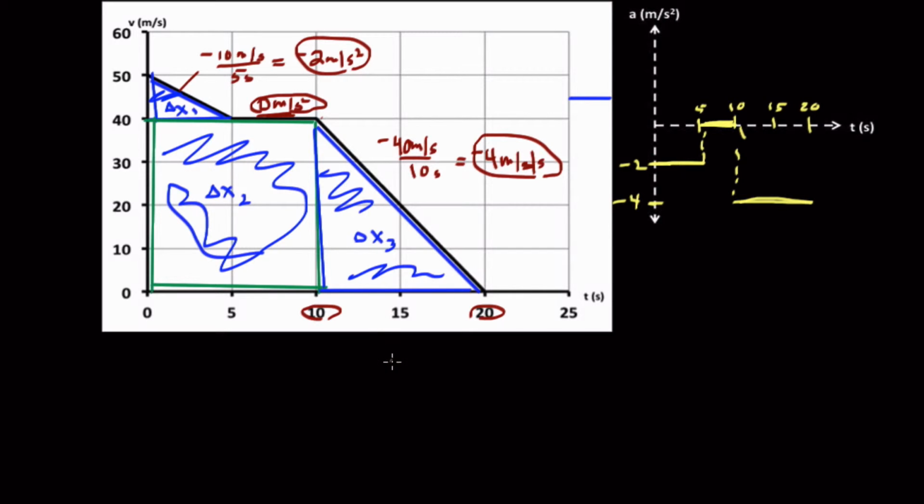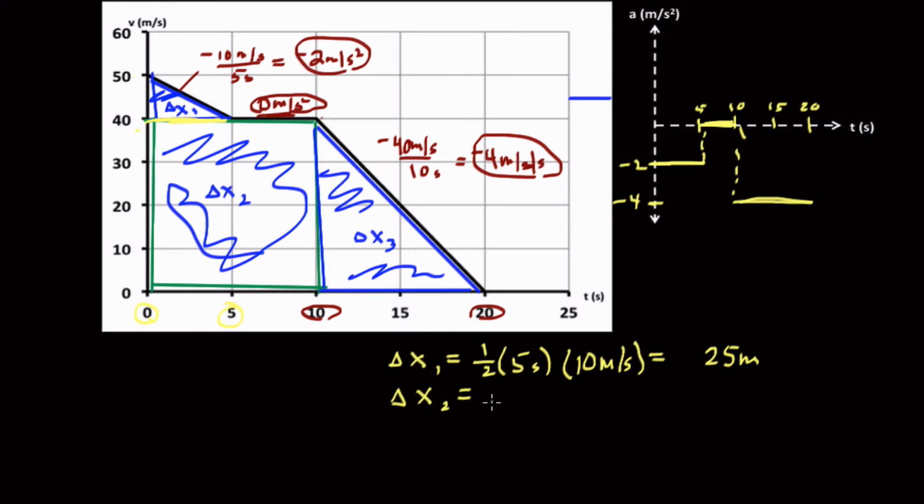Delta x1, that little triangle there, the area of a triangle is 1/2 base times height. It runs 5 across. It's hard to see because it's in yellow, but it runs this far across, and that's from 0 to 5 seconds. So its base is 5 seconds, its height, it's from 50 to 40, so its height is 10 meters per second. And 1/2 of 10 is 5. 5 times 5 is 25. So it's 25 meters, right? A meter per second times a second's a meter. And it's also a displacement, so I know it's meters.